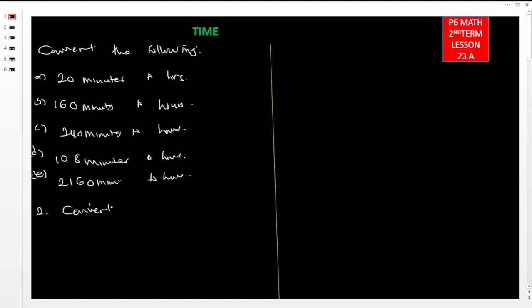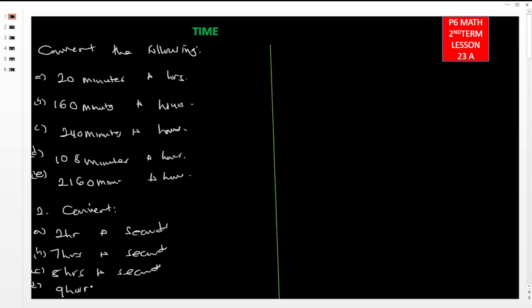Then number 2, convert. Part A, 2 hours to seconds, 7 hours to seconds. This is B, number 2B. Number 2C, 8 hours to seconds. D, 9 hours to seconds.